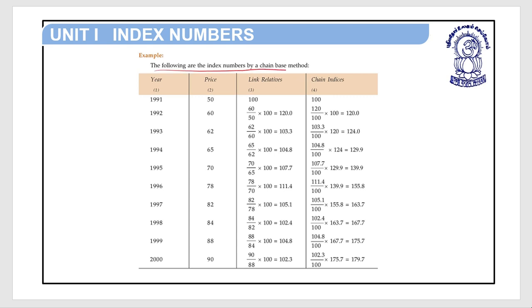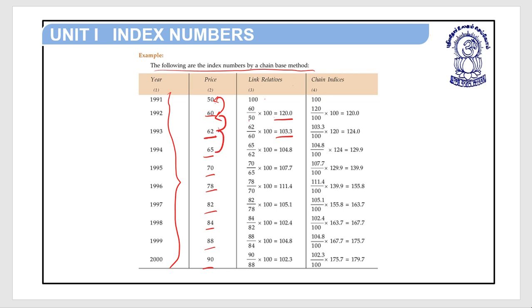Example: the following are the index numbers by chain base method, years 1991 to 2000. Given prices are 50, 60, 62, 65, 70, 78, 82, 84, 88 and 90. So link relatives: 100, then 60 by 50 into 100 is equal to 120. Now for 1993 it is 62 by 60 into 100 is equal to 103.3.